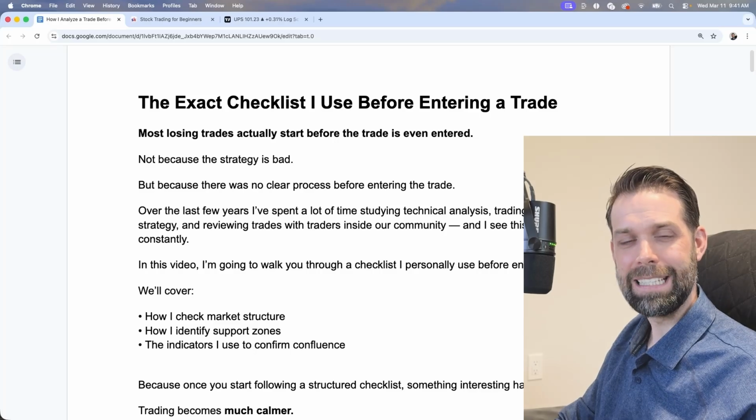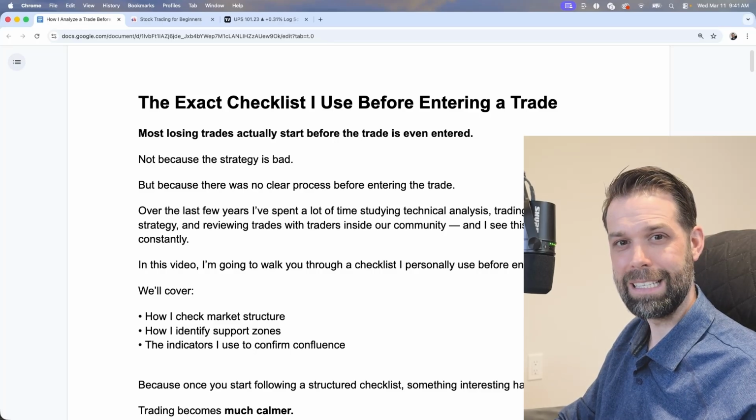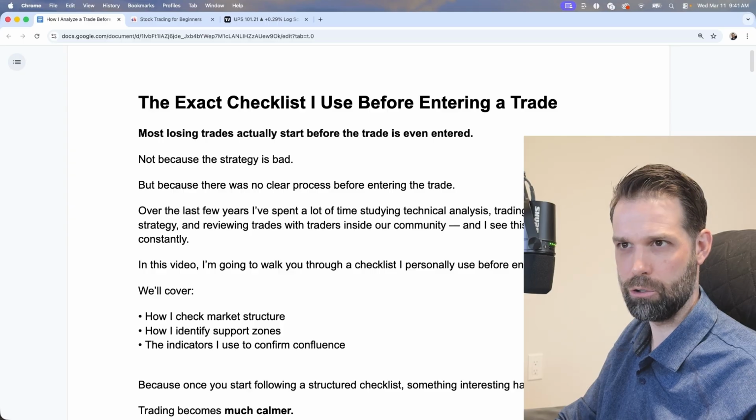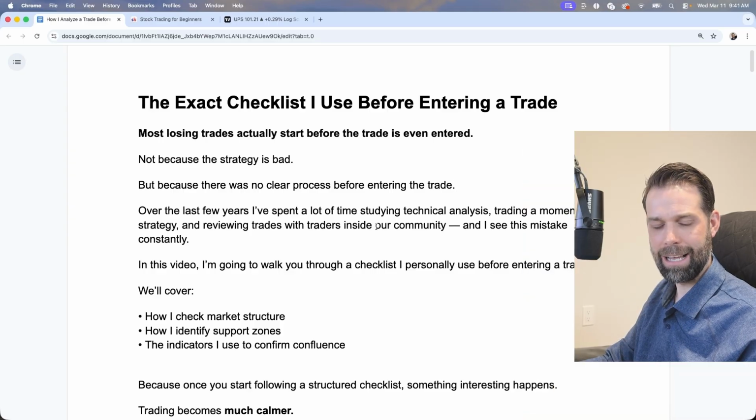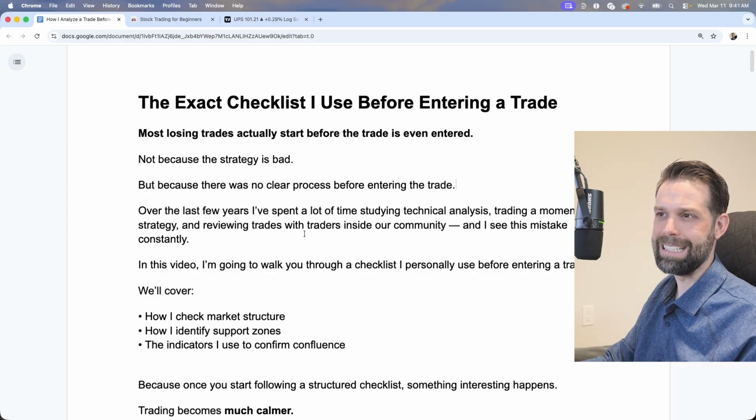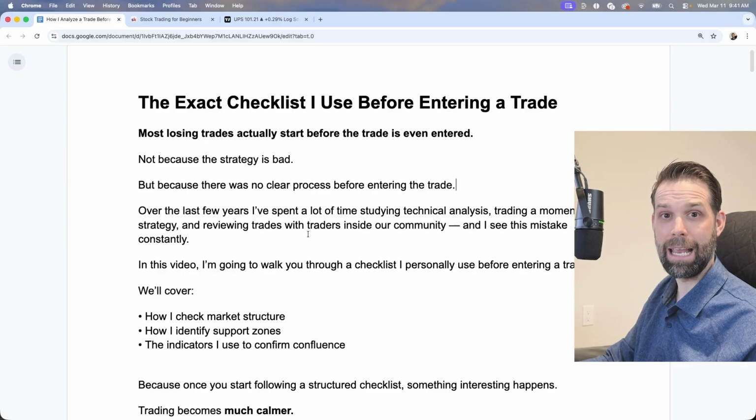Most losing trades actually start before the trade was even entered. And it's not because the strategy was necessarily bad, it's because there was no process or structure leading up to the trade. Over the last few years, I've spent a lot of time studying technical analysis, trading and momentum strategy, and reviewing a lot of trades inside of our community. And I see the mistake a lot.